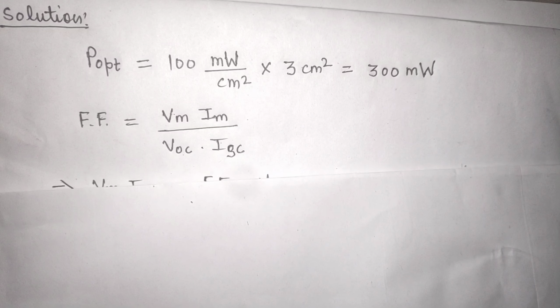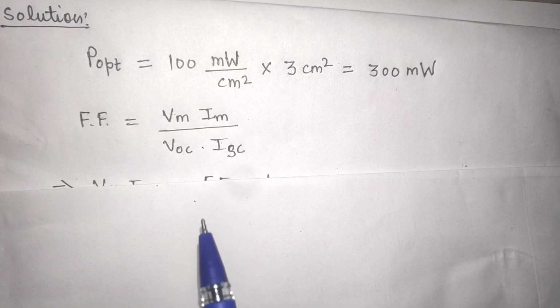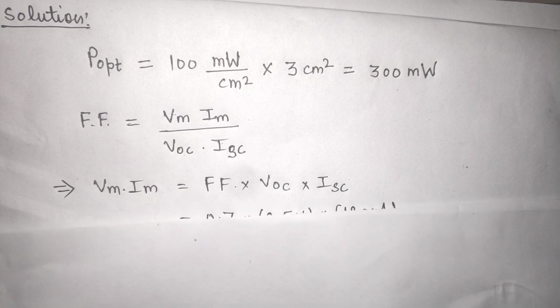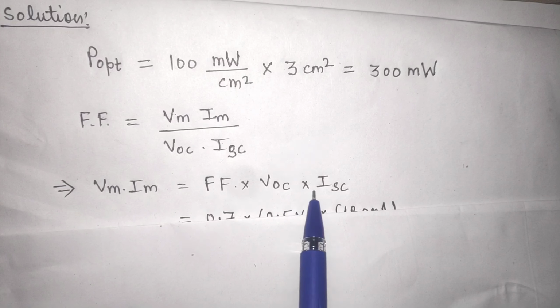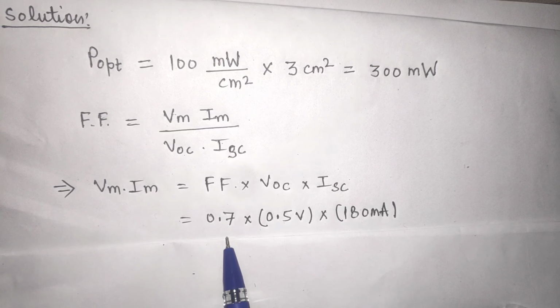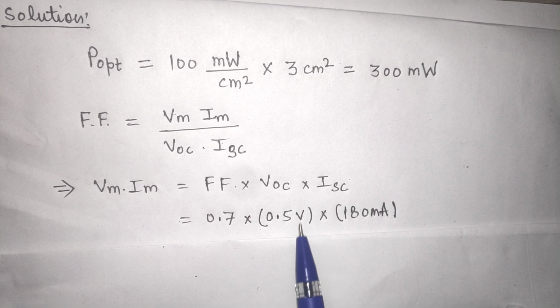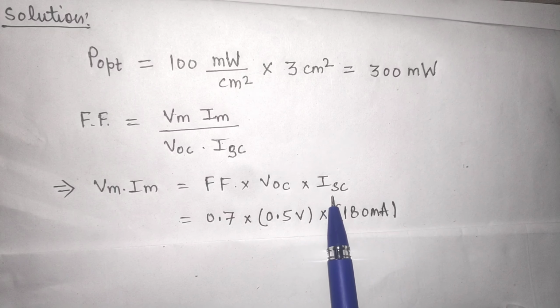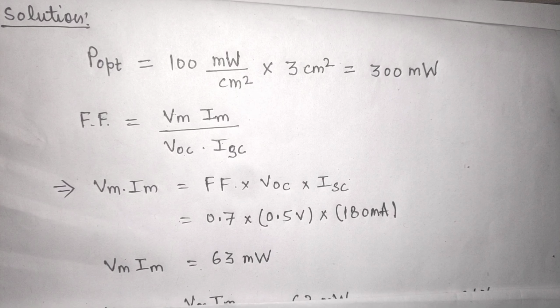Now fill factor can be written as Vm into Im upon Voc into Isc. Here Vm into Im can be written as fill factor into Voc into Isc. Put the values given in the question, that is fill factor is 0.7, open circuit voltage is 0.5 volt, Isc is 180 milliampere. Then the value of Vm into Im will be equal to 63 milliwatt.